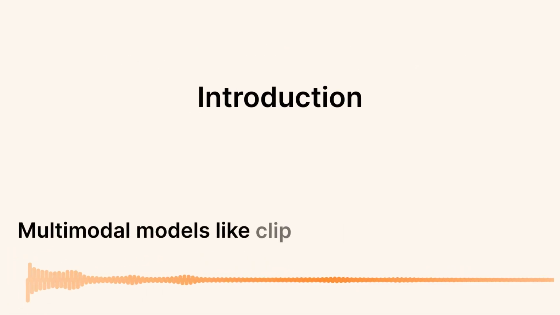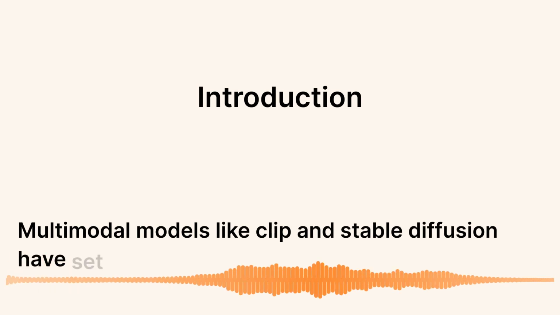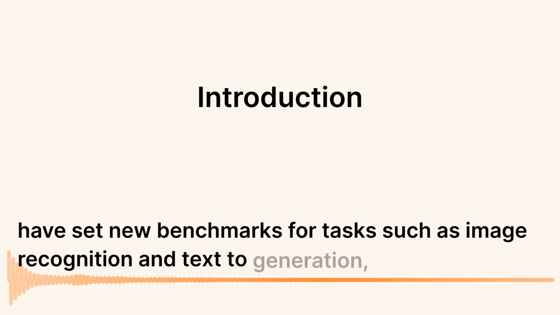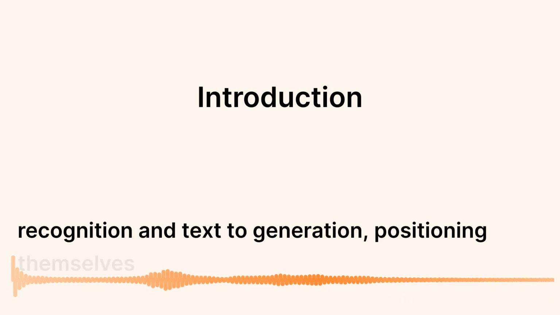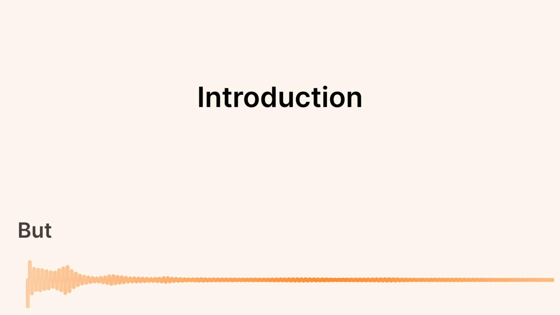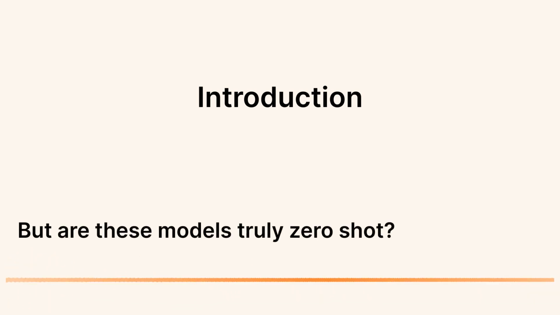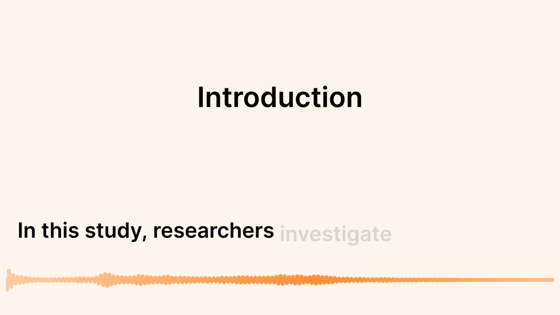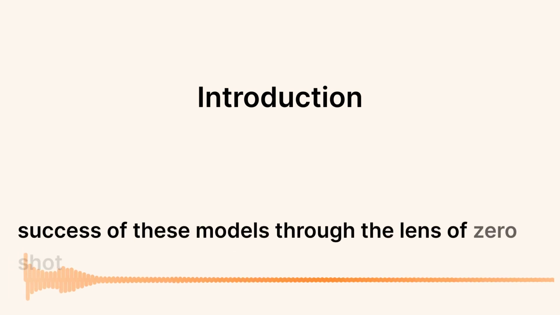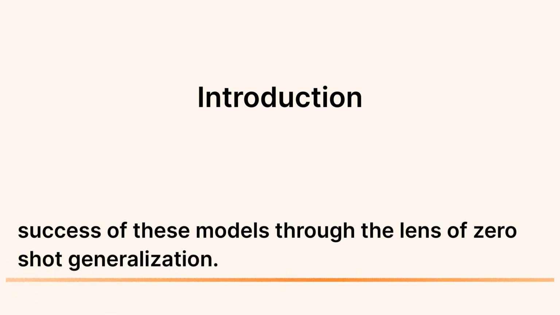Multimodal models like CLIP and Stable Diffusion have set new benchmarks for tasks such as image recognition and text-to-image generation, positioning themselves as leaders in zero-shot generalization. But are these models truly zero-shot? In this study, researchers investigate the empirical success of these models through the lens of zero-shot generalization.